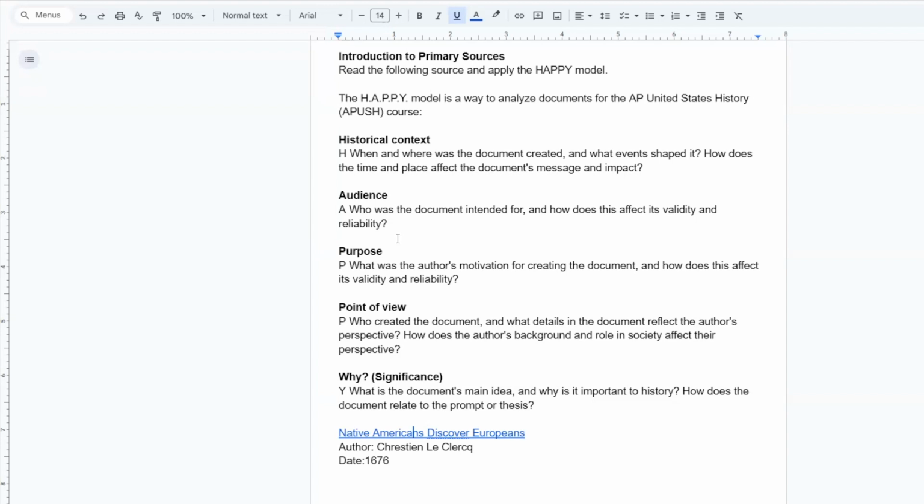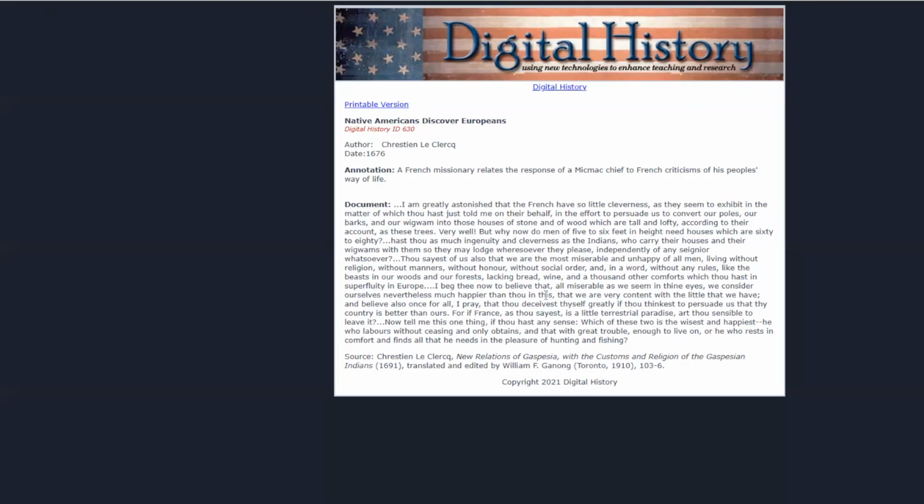The audience here, well, that's really quite a question, right? Who do you think the audience was of this particular document? English speaking countries. Take a look down at the source at the bottom. Christian Leclerc, New Relations of Gaspésia with the Customs and Religion of the Gaspésian Indians, 1691.